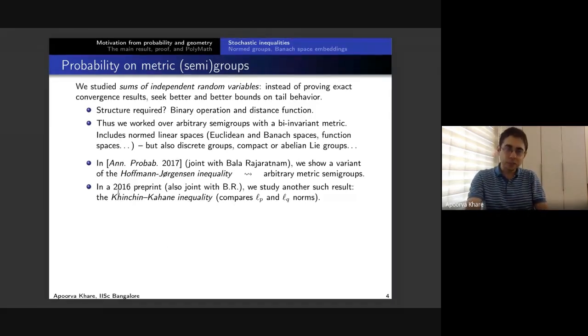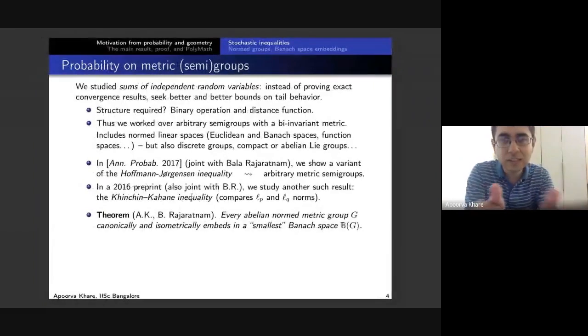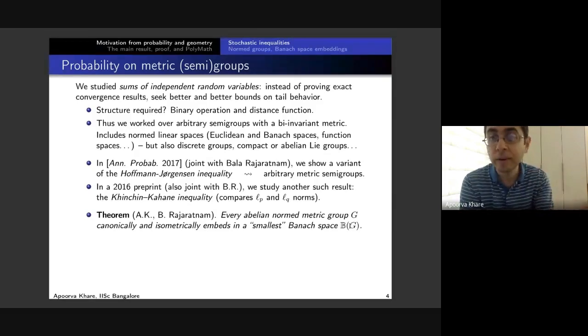But similarly, there was a 2016 paper in which we had studied another such result. And in the course of that, and this is the thing that you have to take away from this slide, or the last slide in this one, every abelian normed group, so I told you what a normed group is, every abelian group like that does sit inside a smallest Banach space. So if the group is abelian, yes, it can be embedded inside a Banach space. Okay, and I will tell you how.